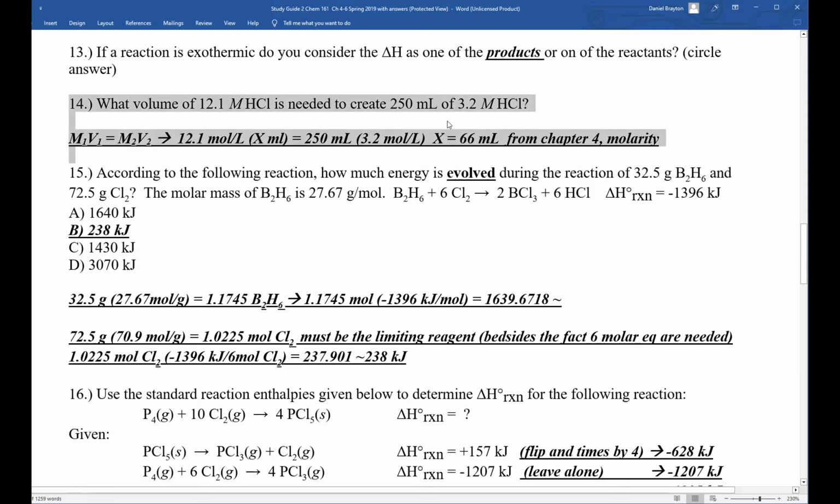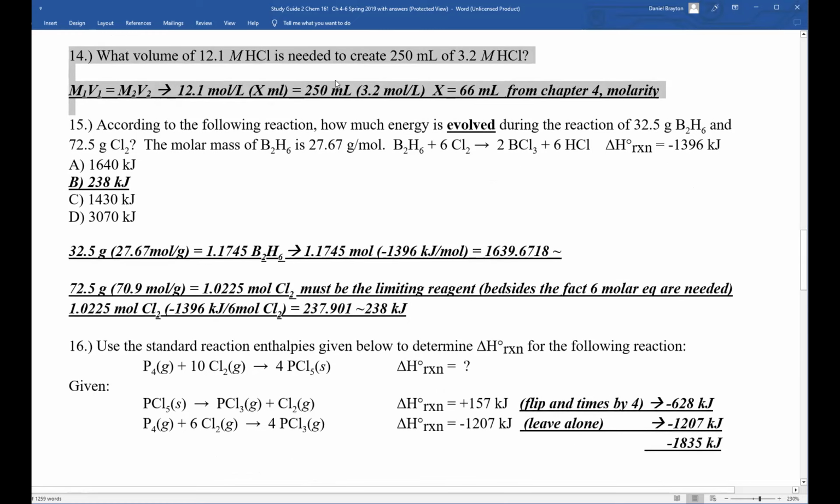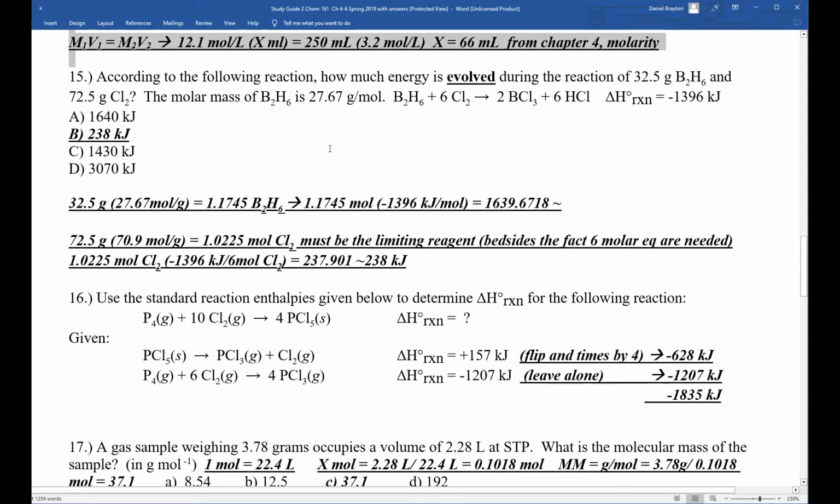14, it's again the end of chapter 4, so that's another one that we already had on the last test. So you could skip 14. Or we will skip 14.